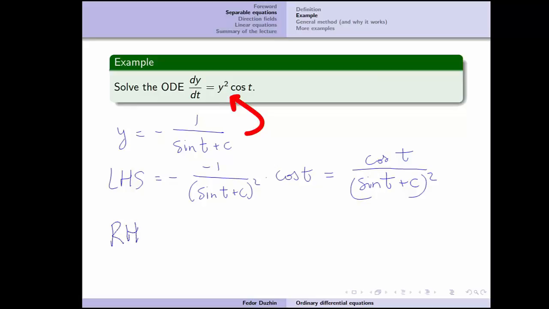Okay, now the right hand side is y squared. Our y is minus 1 over sine t plus constant, so we should square the whole thing times cosine t. Clearly it's exactly the same thing as the left hand side, which means that letting y be our formula makes our equation into a true equality, and therefore it is indeed a solution.